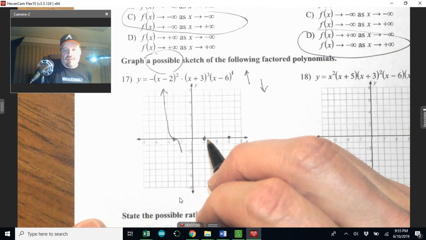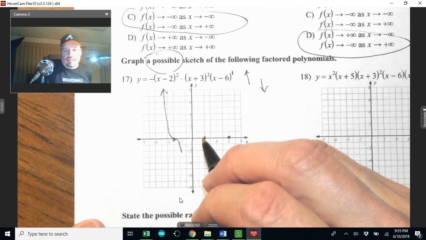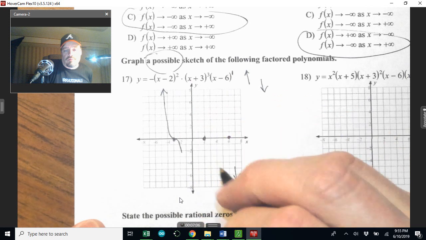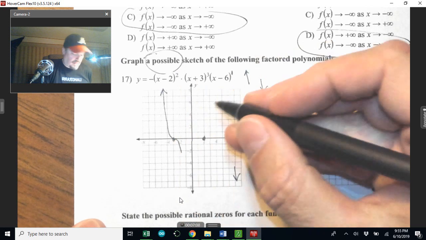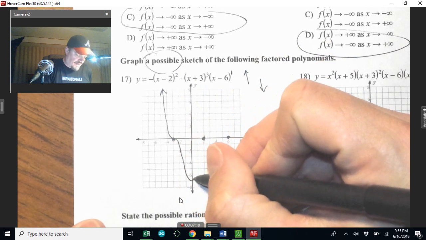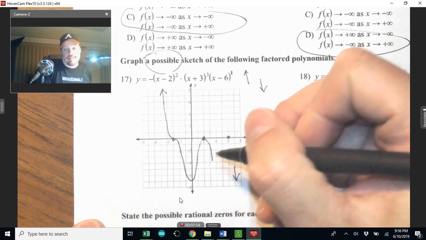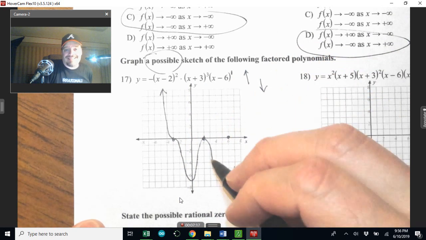But the next one actually happens at 2. All right, so we have a bounce at 2. So we come up. We have to come back up and bounce off of 2. We're not going to pass through. We have to bounce. And then at 6, he's going to just pass through.